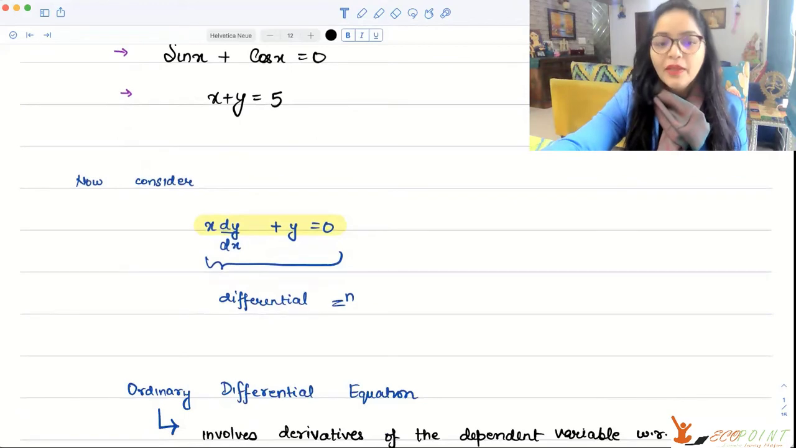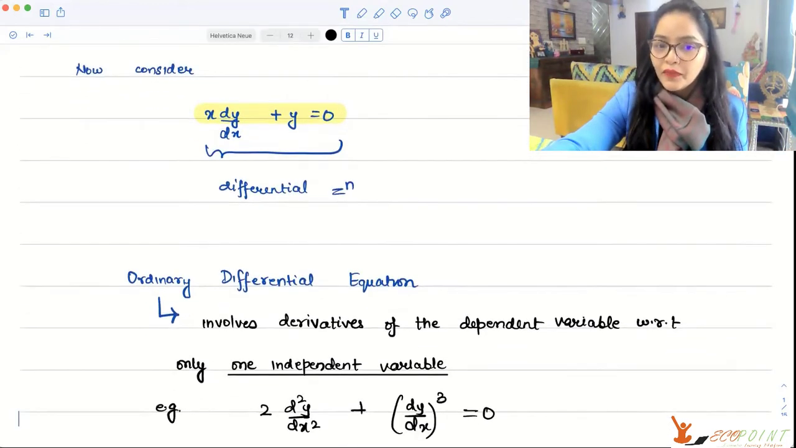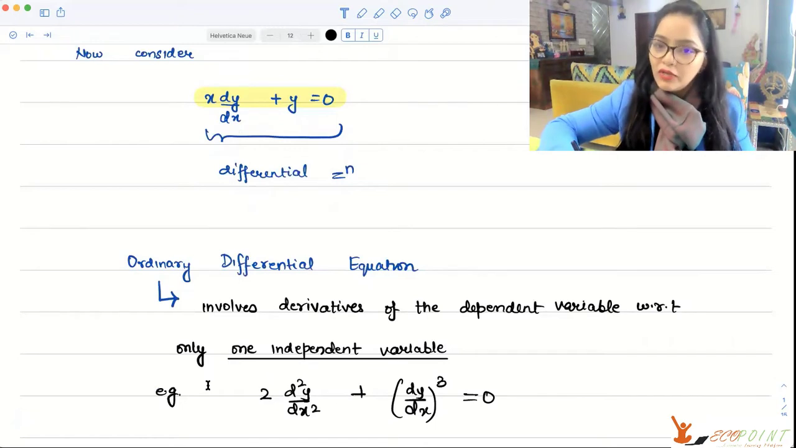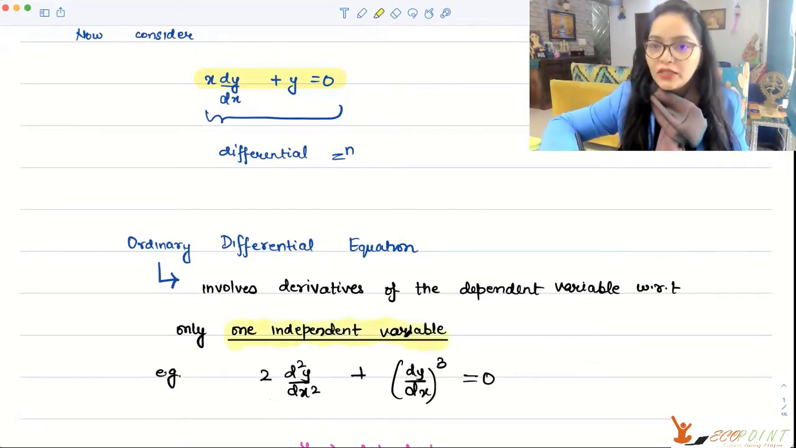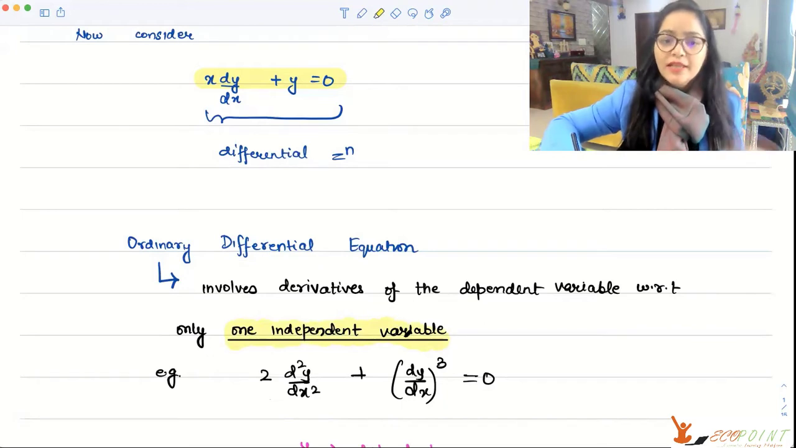derivatives, basically. An ordinary differential equation involves derivatives of the dependent variable with respect to only one independent variable. So for example, if you have an equation which consists of dy by dx, y is the dependent variable and x is the independent variable. There's just one independent variable, right? If you have an equation which consists of d square y upon dx square, again the variable which is independent in nature is just x. So it's just one independent variable.